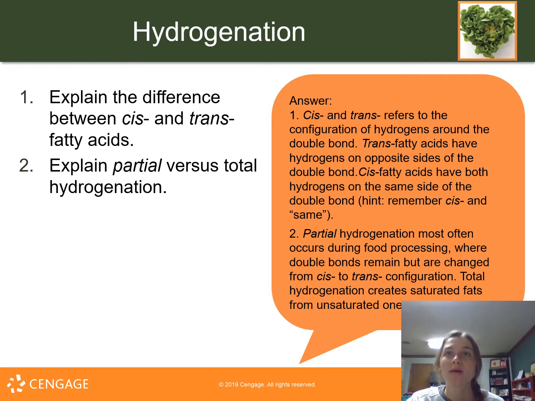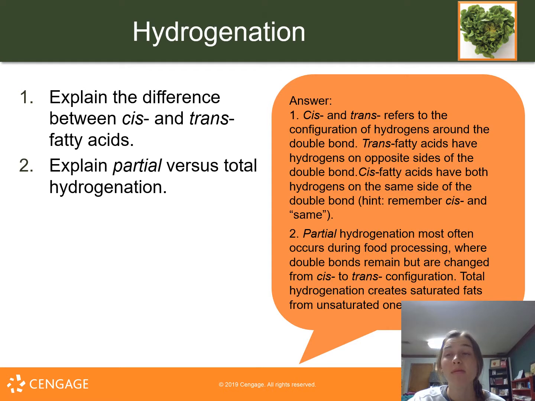So now we're going to go over the process of hydrogenation and the difference between cis and trans. Cis and trans refers to how the hydrogens are configured around their double bond. With trans fatty acids, the hydrogens are on opposite sides of the double bond, whereas cis fatty acids have both hydrogens on the same side of the double bond.